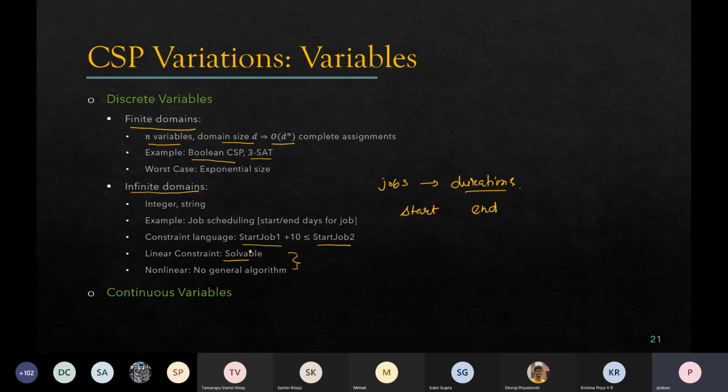Now, the other case is a continuous variable, right? So basically your values of the variable belong to a continuous domain. We have talked about an application of CSP like the Hubble Space Telescope, where the telescope has to come up with a schedule of observations. And this schedule is coming from a continuous domain. So whatever time value you assign for starting an observation, that can be any time value.